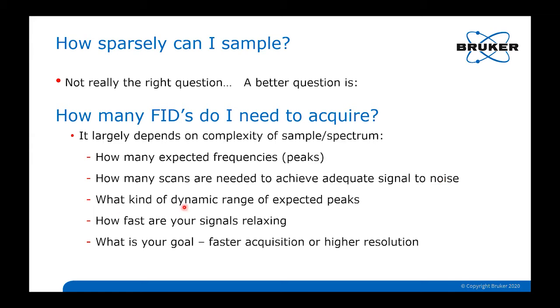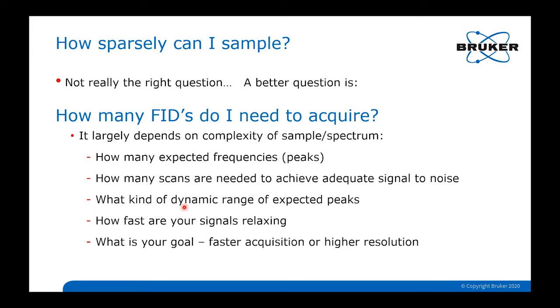There's also the question of what kind of dynamic range you expect in the peaks in your spectrum. And the reason for this is sometimes when we do our NUS reconstruction, we get a little bit of artifacts in our spectrum. Artifacts look like T1 noise. And if it's something like an HSQC of a pure compound, all the peaks we're looking for are going to be similar intensity. So if we have a little bit of T1 noise, we can probably ignore that.